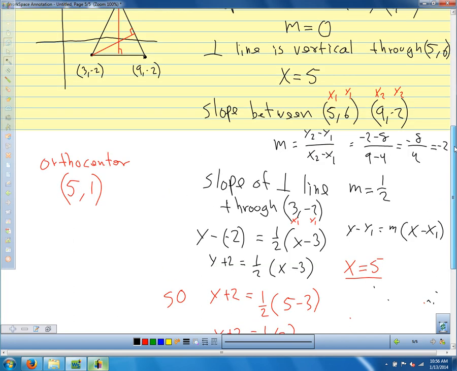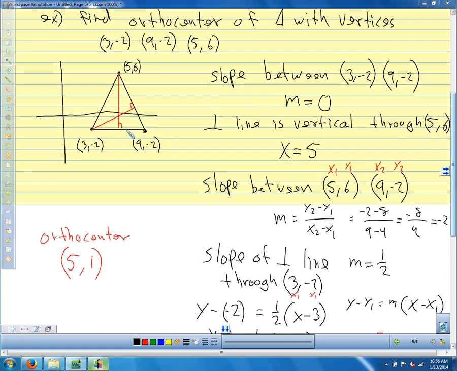So, that was because this is a horizontal line. So we wanted the vertical line that went through this point. So we said that x never changes. So x equals 5 is the equation of that line.